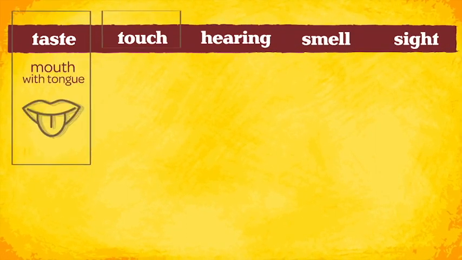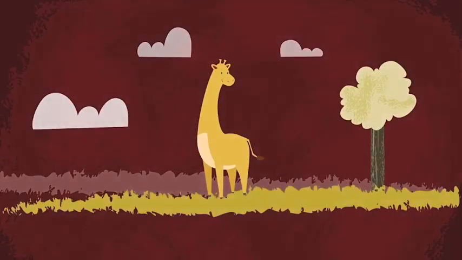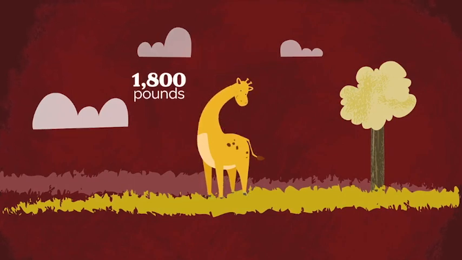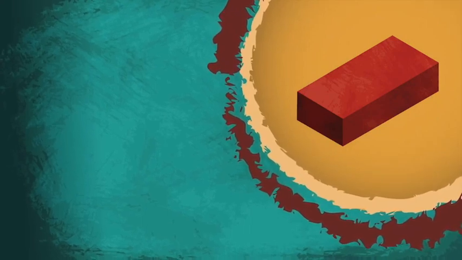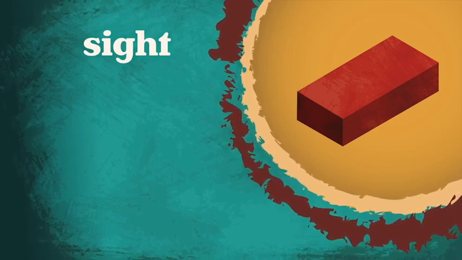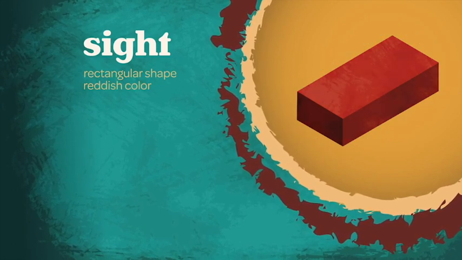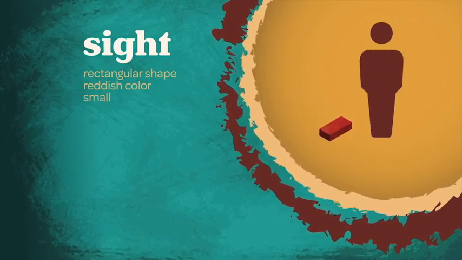When a person observes something, they are using their 5 senses to notice an object's characteristics. Size, color, shape, texture, and weight are some characteristics that can be observed through the senses. Take this object, for example. You can use your sense of sight to see its shape and color. It has a rectangular shape and a reddish color. You can also see the size of the object.